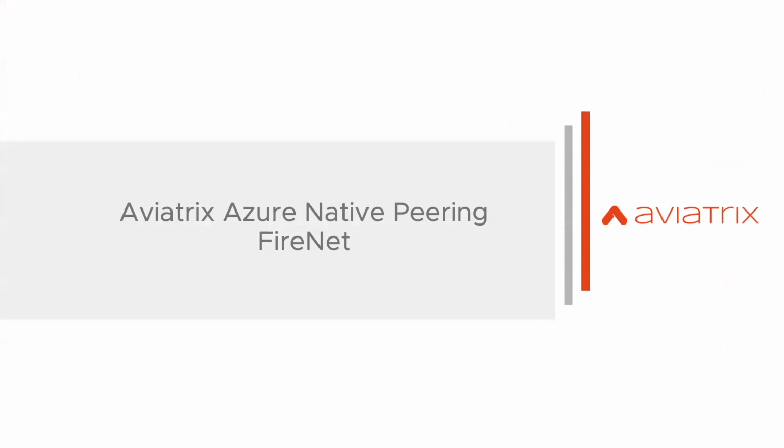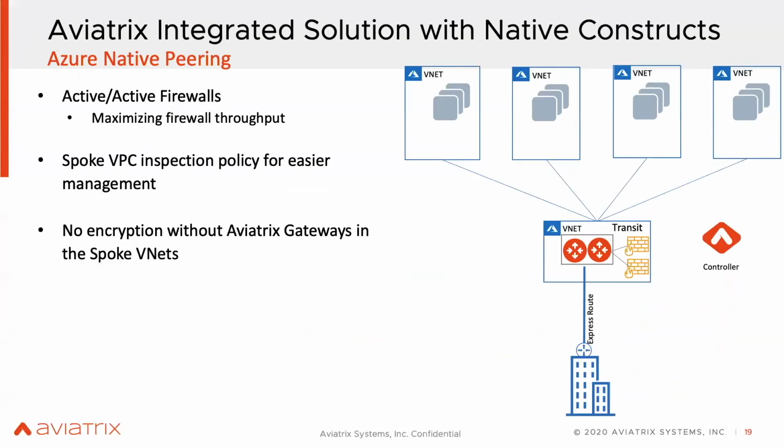Let's talk about Azure native peering. So in Azure, we can achieve the same thing, right? Because this is the power of architecture. This is the power of Aviatrix Transit, that it is actually a replicated model across clouds. So same thing, same story.